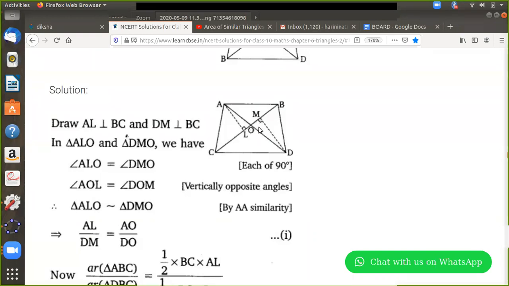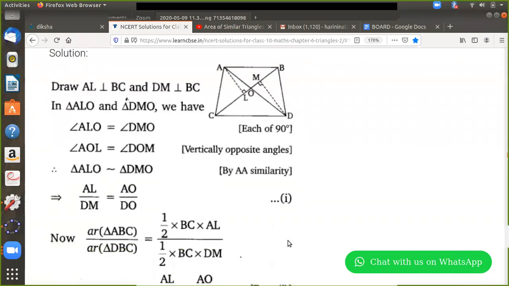This LO by MO I don't want. I just want this. So I have numbered that as equation 1. Why I have taken only that, you will get the clue now. Because I need the area of triangle ABC and DBC. See how I'm substituting that.